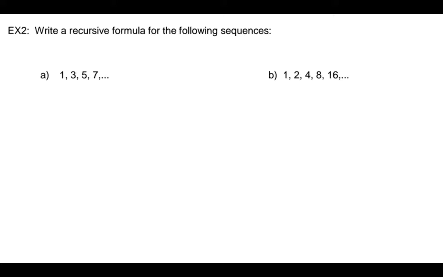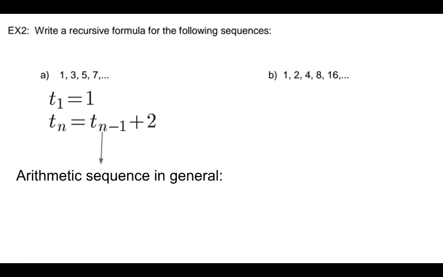So some sequences we can look at: 1, 3, 5, 7. We start with term 1 is 1, and then notice the pattern: we're adding 2 to the term before it, so the term n would be the term before plus 2. This is called an arithmetic sequence. In general, and you don't have to remember this as a formula, T1 is the first term, and Tn is the term before the term that you're looking at plus the common difference.